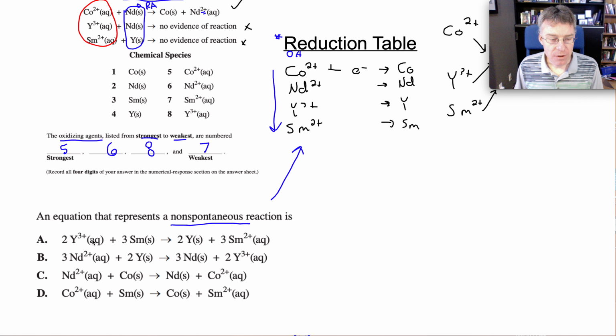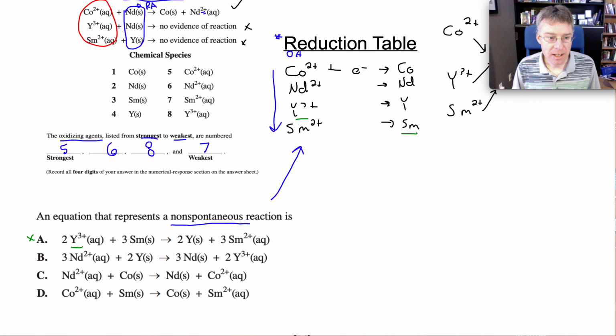So let's look at the first one. So we have Y3+, which is there, reaction with Sm, which is there. So this one would be spontaneous. The OA is above the RA. So that is not the correct answer. It is spontaneous. So the X means not the right answer.